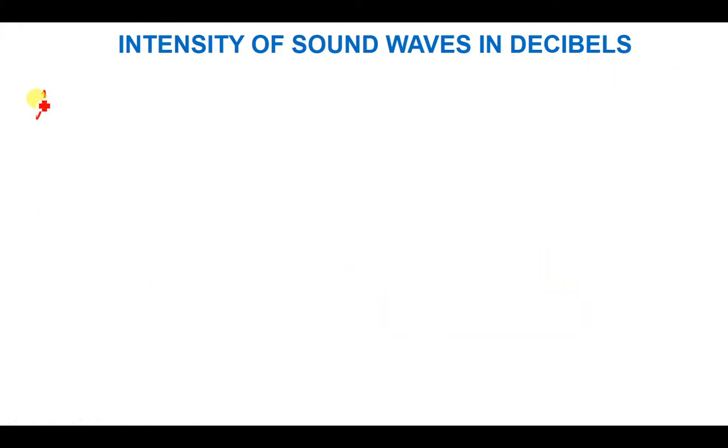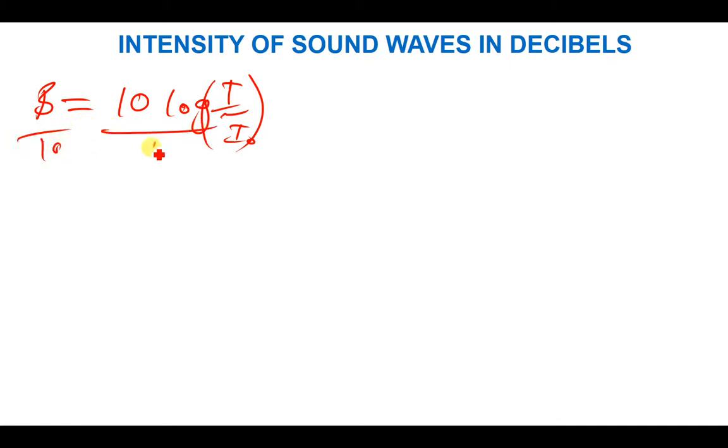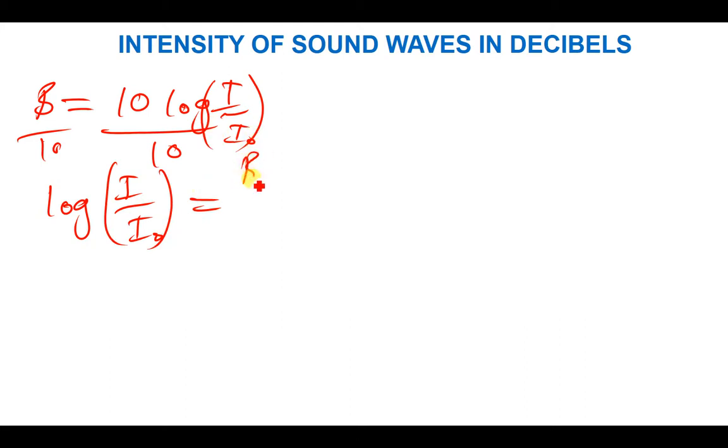So the formula is beta is equal to 10 log I over I naught. So we divide by 10 on both sides, so we're going to remain with log I over I naught is equal to beta over 10. Then from there, the other thing that we need to do is we make this part here the subject of the formula. How do we do that?